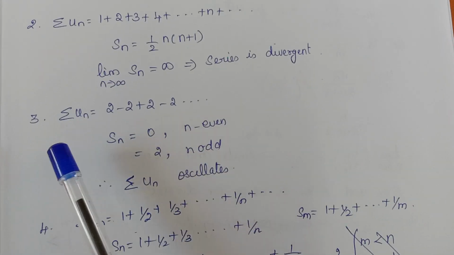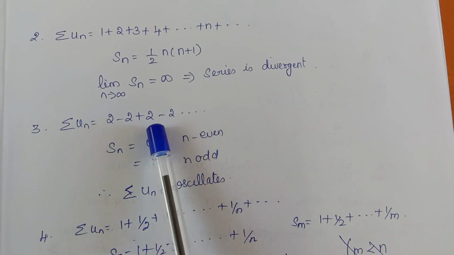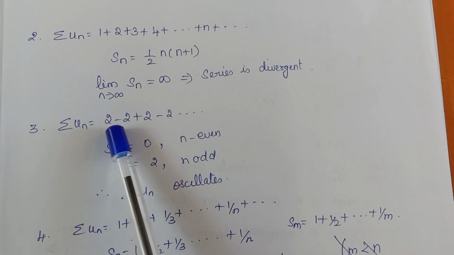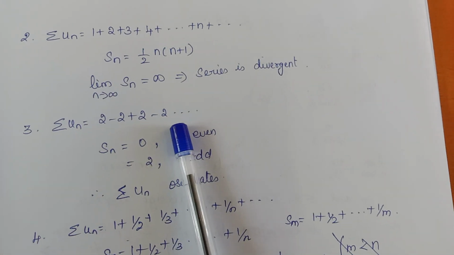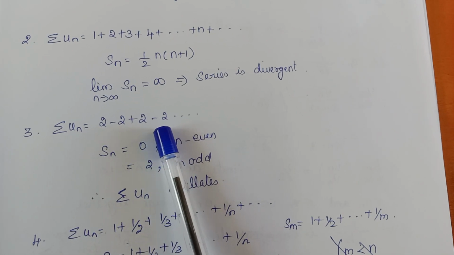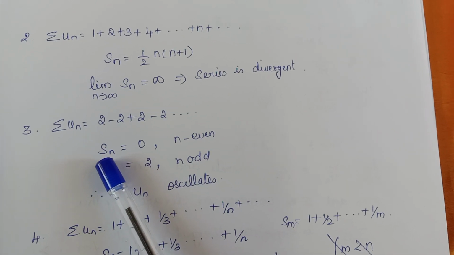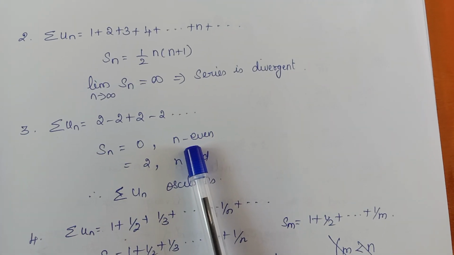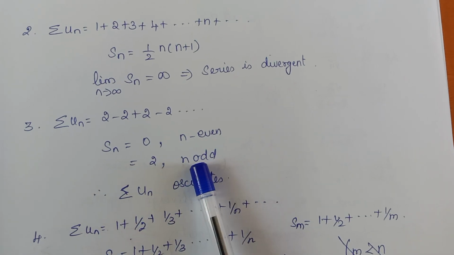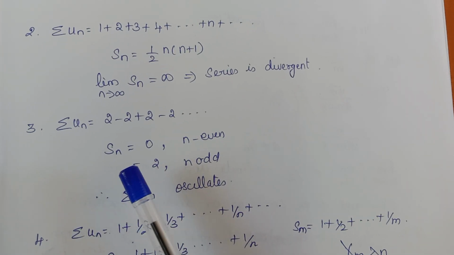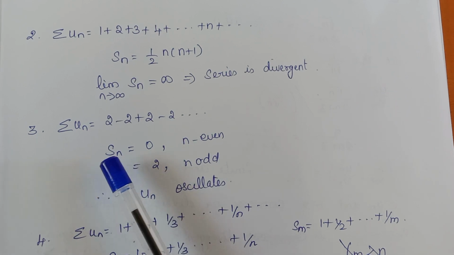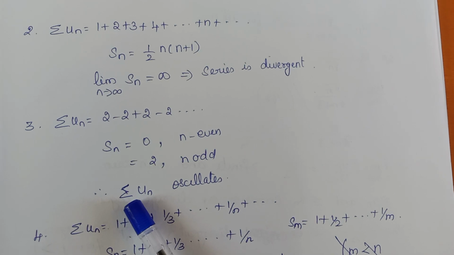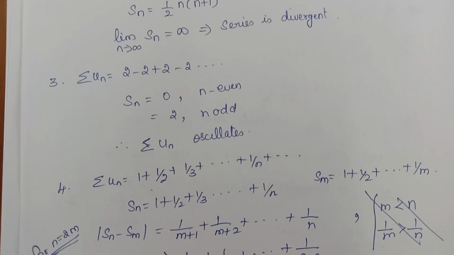Okay, right. Next one is summation un equal to 2 minus 2 plus 2 minus 2 plus 2 minus 2 and so on, etc. So by looking at these terms, you can easily identify this contains alternately plus 2 and minus 2. So if you take the nth partial sum, it will be 0 for even values of n and plus 2 for odd values of n. Okay, so this is oscillating. This partial sum is an oscillating sequence which oscillates between 0 and 2. Therefore the given series is also oscillating between 0 and 2.